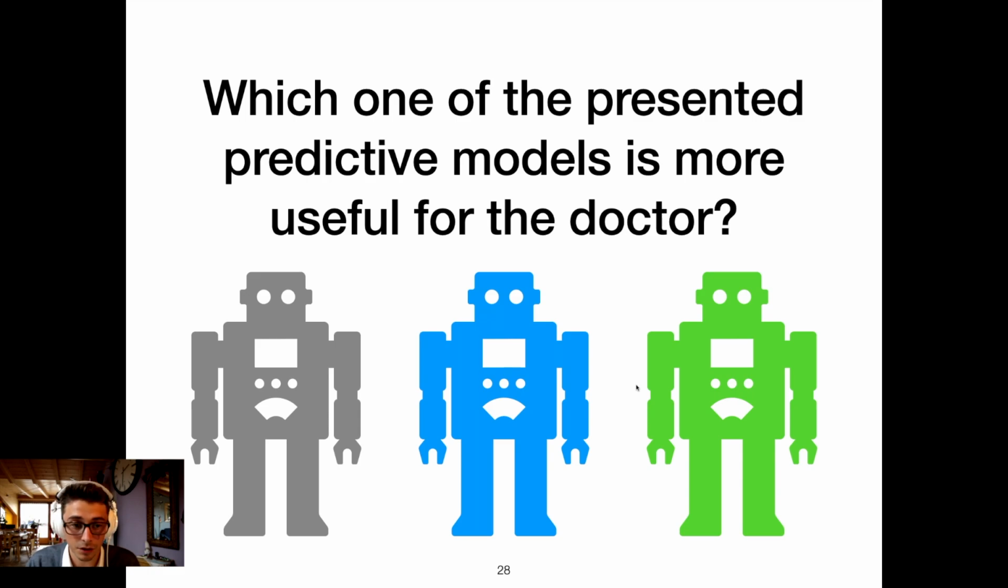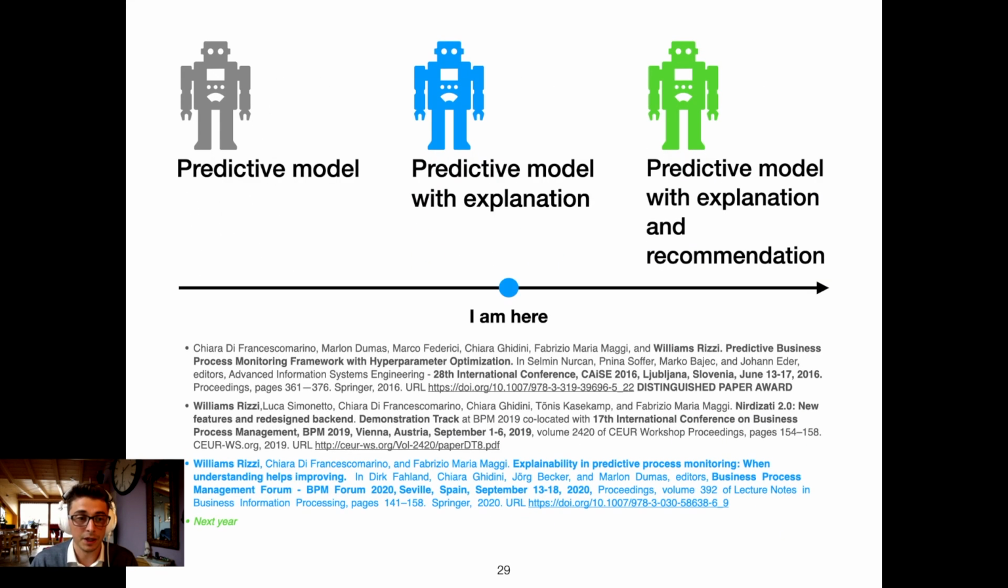On top of this latter consideration, I want you to reason a little bit on the notion of usefulness. So in this particular case, when we are talking about a doctor, our opinion is that the most useful predictive model is the green one. What do you think about that? In my PhD, we are trying to develop this green predictive model, and we are almost there. We contributed to the state-of-the-art of building predictive models with explanations, as you can see here, here, and here. And we foresee that the future is the green predictive model. And we are trying to build it.